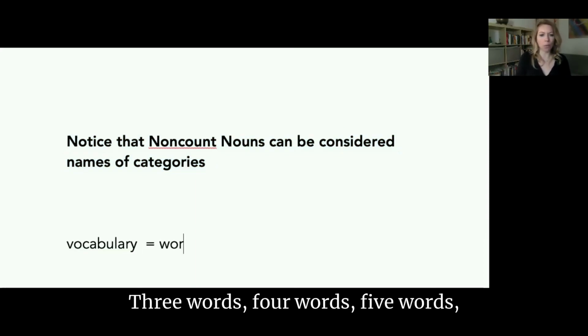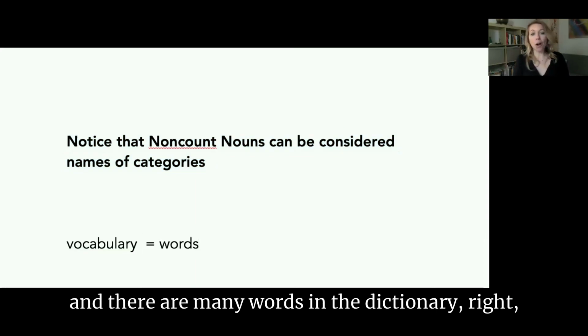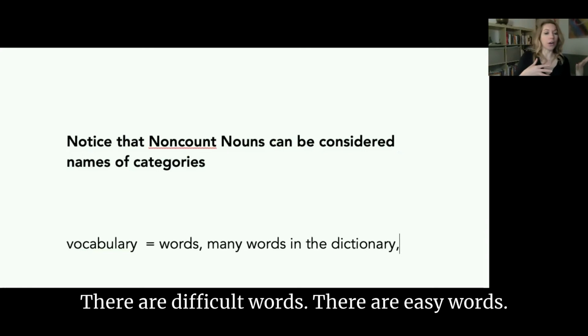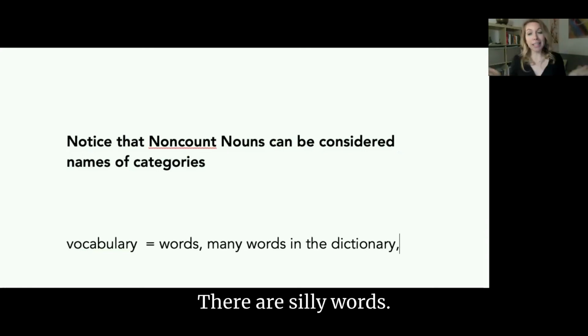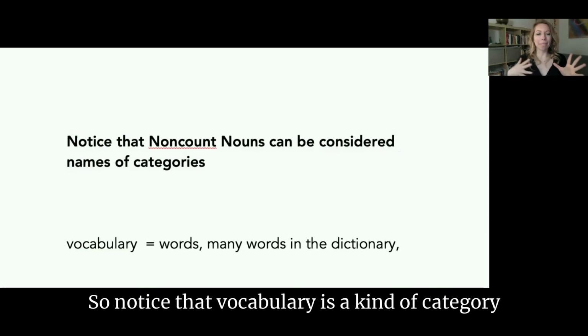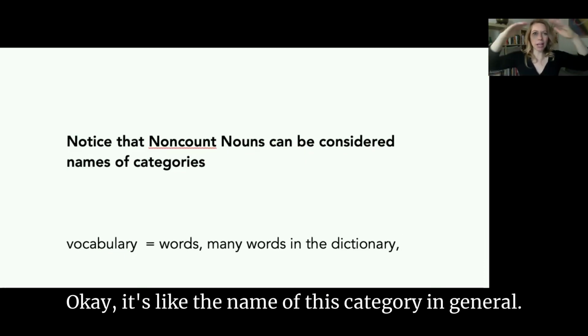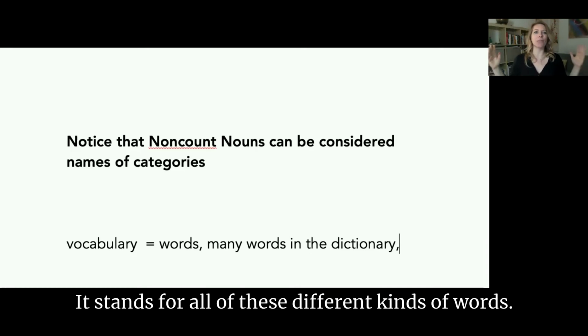3 words, 4 words, 5 words. And there are many words in the dictionary, right? There are difficult words, there are easy words, there are silly words. So notice that vocabulary is a kind of category for all of these different types of words. Okay, it's like the name of this category in general.